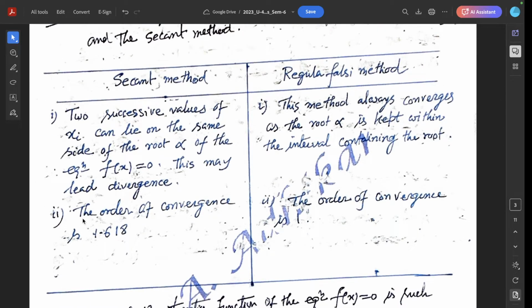Second, the order of convergence for the secant method is 1.618. For the regula falsi method, the order of convergence is 1, that is, linear convergence.